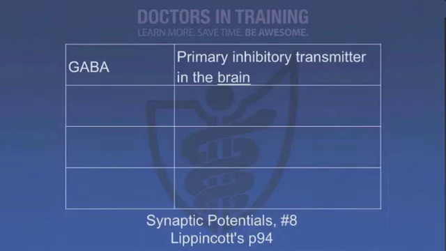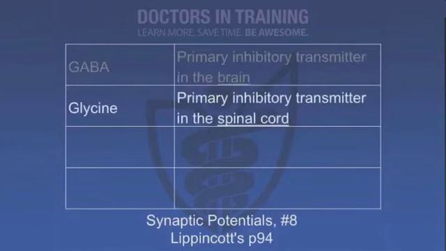One of the most important inhibitory neurotransmitters is GABA, which is gamma-aminobutyric acid. It's the primary inhibitory neurotransmitter in the brain. Then there's glycine, which is another amino acid neurotransmitter. It's the primary inhibitory neurotransmitter in the spinal cord.